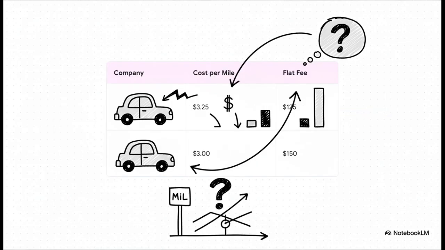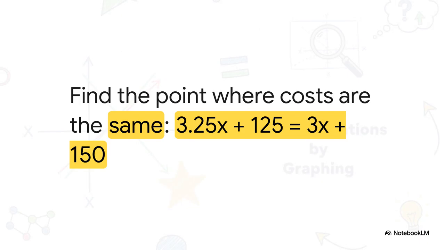So here's the deal. Company A has a lower upfront fee, only $125, but they charge a bit more per mile, $3.25. Company B has a higher fee, $150, but they're a little cheaper per mile, at $3 per mile. So, which one do you pick? Well, the real answer is, it totally depends on how many miles you're planning to drive. The real question we need to ask is, at what point do they cost the exact same?